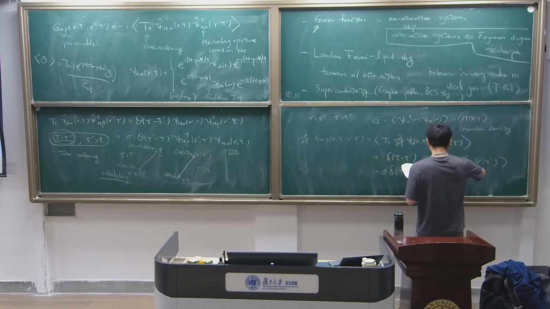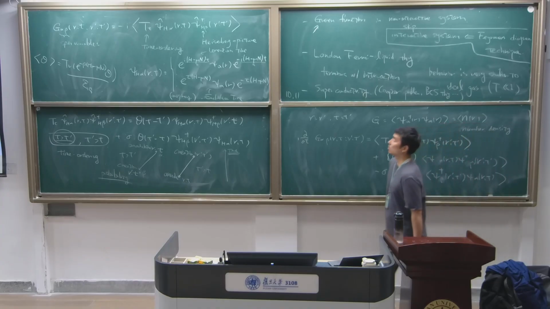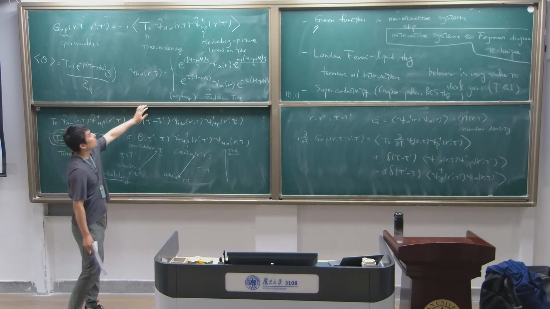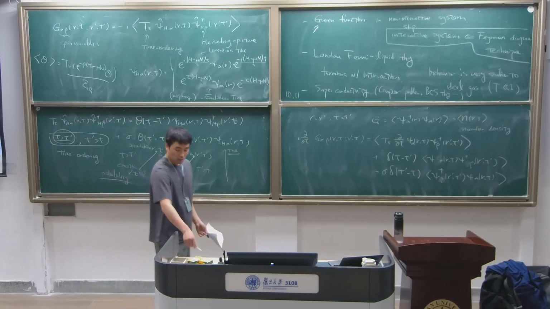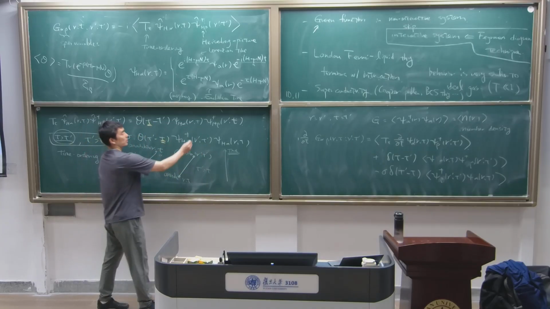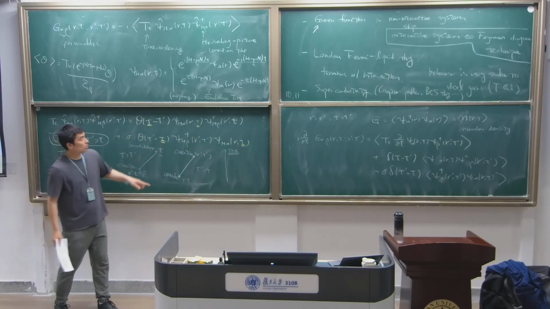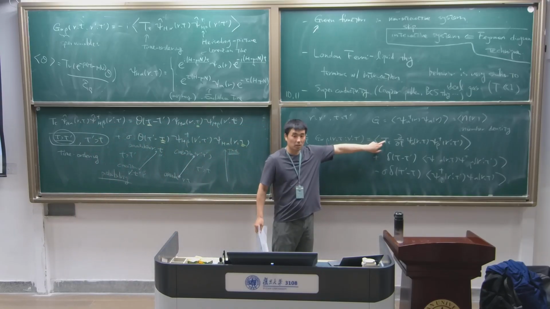Okay, high temperature. I would erase H, I don't like H. Okay, so let's apply the delta T in this expression. Delta T can see this guy, or this guy, or this guy. So if you apply this operator, you get this guy.